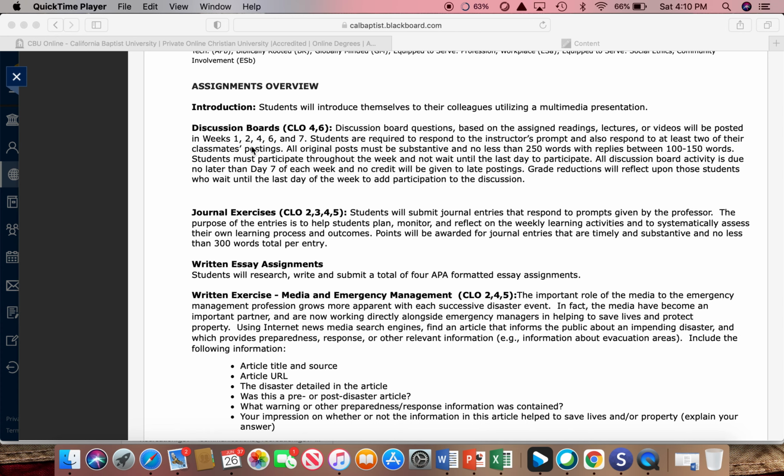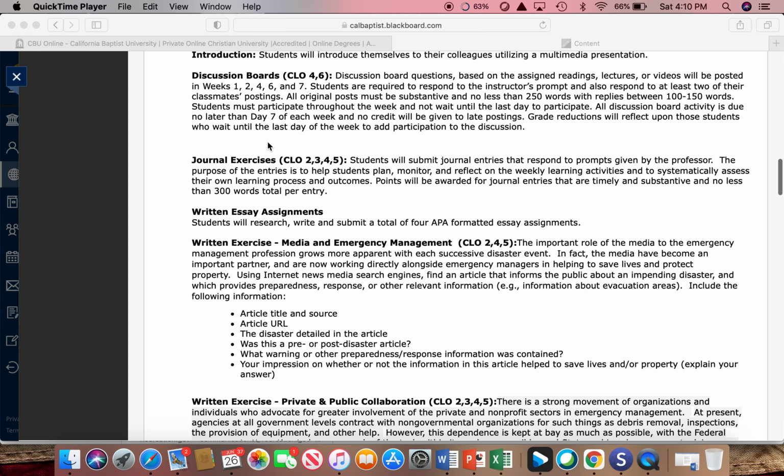So for every post, you are then going to reply to 2 of your colleagues. The replies need to also have substance and be scholarly. I'm not looking for good job or I agree. And I believe that with substance comes a word count. And between 100 and 150 words is where I believe you hit the amount of words in order to have a reply with some sort of substance. So those are our discussion boards.